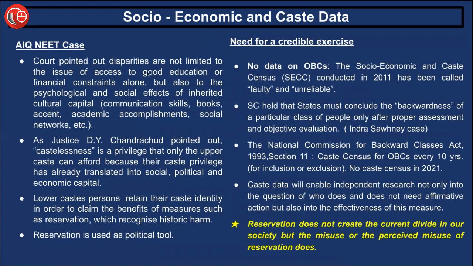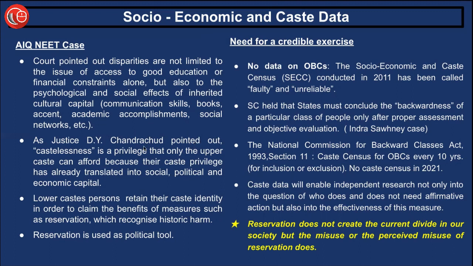The court pointed out disparities that are not limited to the issue of access to good education or financial constraints alone, but also to the psychological and social effects of inherited cultural capital. Here the court is saying that it is not just in terms of education or financial resources that people from these backward classes have to face difficulties. Rather, there are a lot of other effects that they have to face, which are psychological and also social in nature. For example, their communication skills, their confidence in society, availability of books and other resources, their accent, academic accomplishments, social networks, etc. All of these things are hampered because of the discrimination that they have faced over several years. And that is why we need to move further, or provide them with better backing, if we want to bring them equal to the other parts of society.